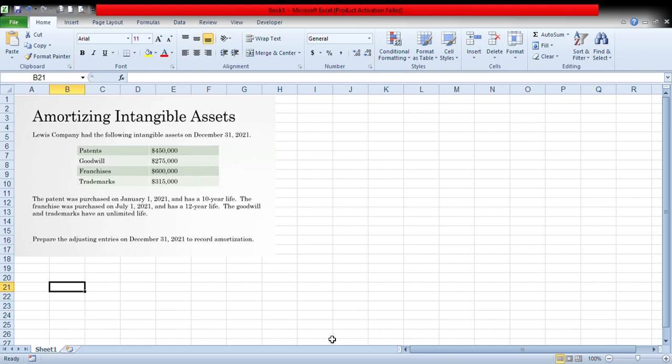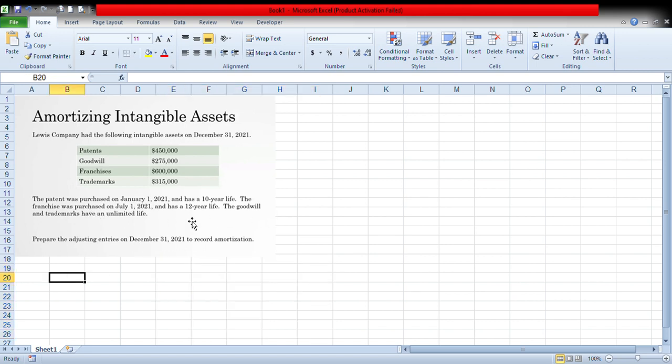Before calculating this question, I would like to tell you that intangible assets which have an unlimited life, we don't calculate the amortization. They don't amortize. But the intangible assets which have a limited life, we amortize them. We don't amortize unlimited life intangible assets. We only amortize limited life tangible and intangible assets. Understand? So what about the goodwill and trademark?